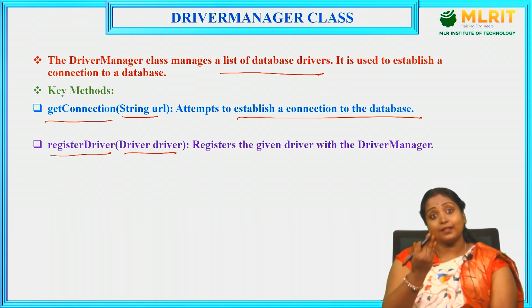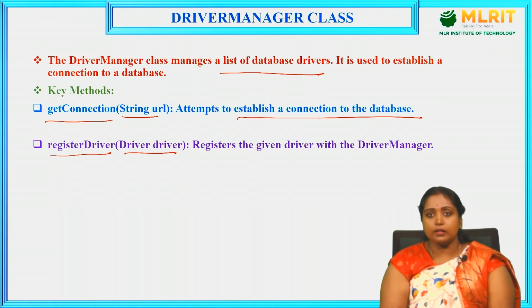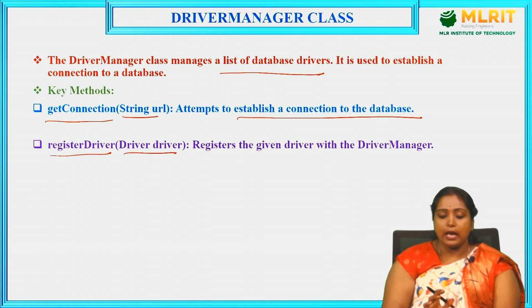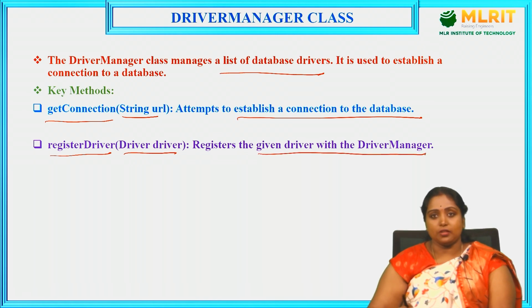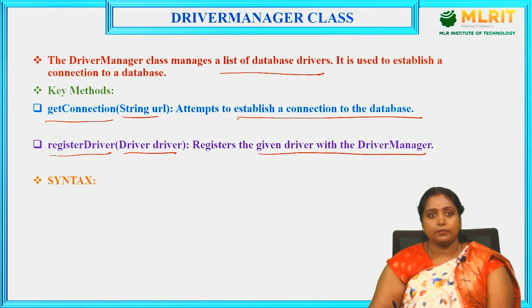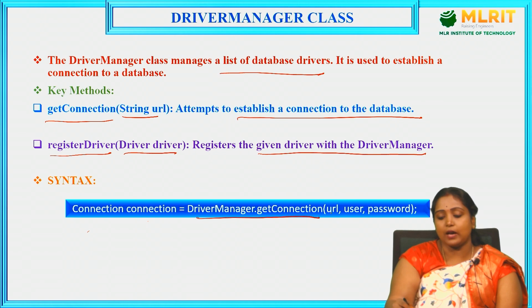For the Driver interface, you have to supply the particular URL for the JDBC database, and it registers the given driver with the DriverManager class. And here is the syntax: connection equals DriverManager dot getConnection. You have to give the URL, username and password.